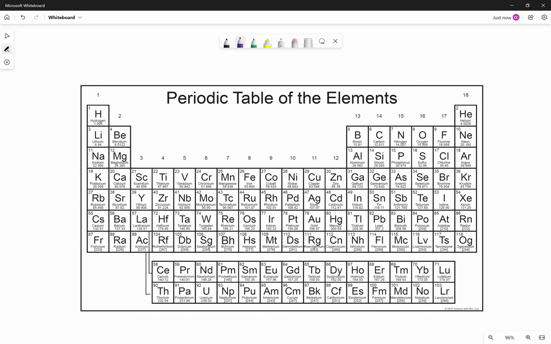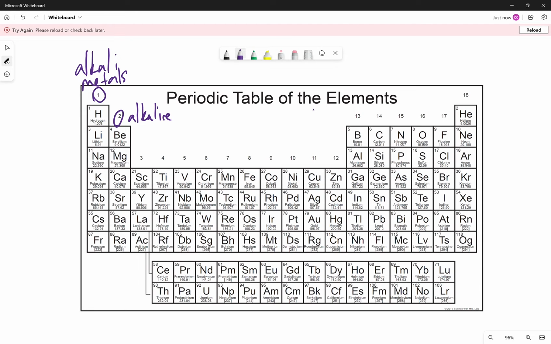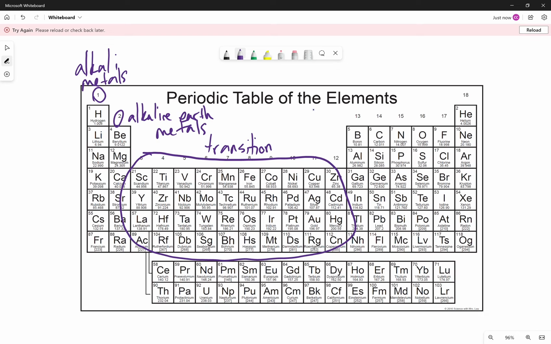And then as we look across the periodic table, we can name some of these groups. So group 1, we call those the alkali metals. Group 2 we call our alkaline earth metals. This whole area in the middle, we call these our transition metals. They represent the transition between two separate sides of the periodic table.